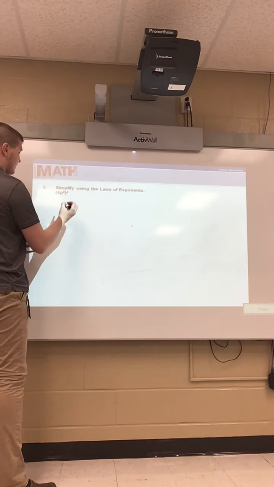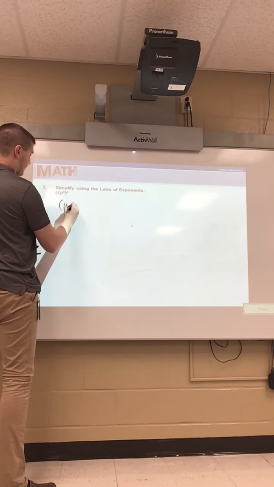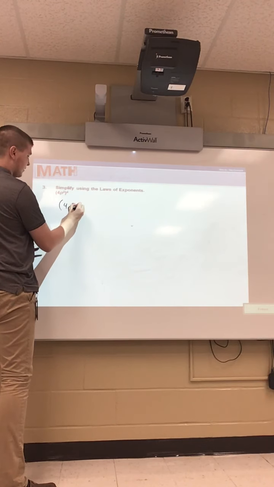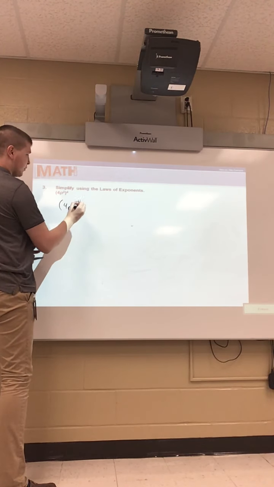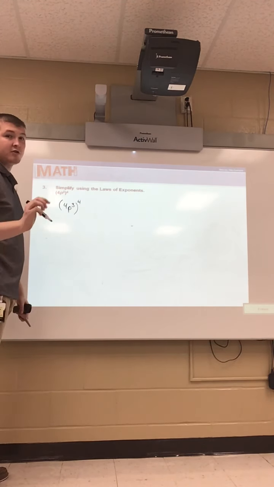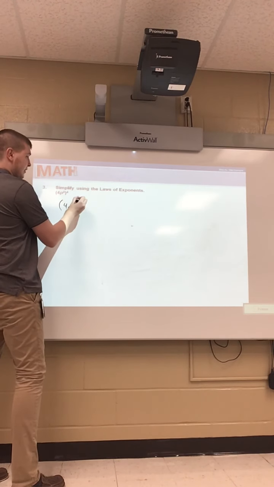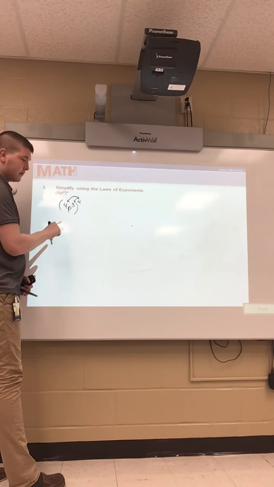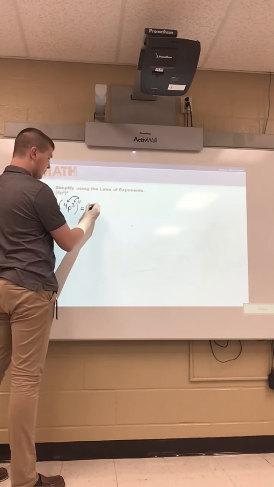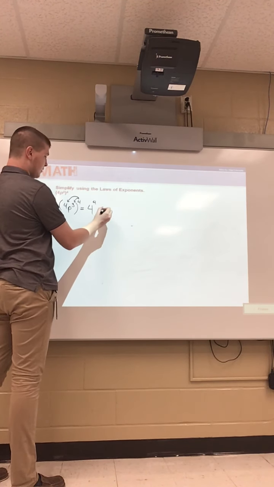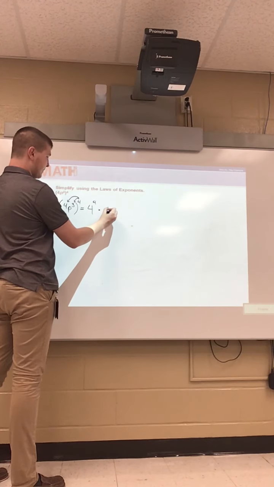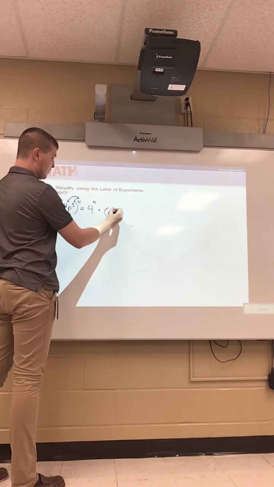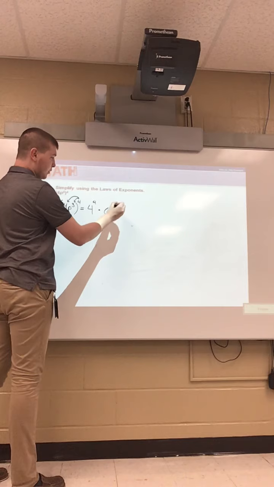Okay? So, for instance, we have 4p to the third taken to the fourth power. Okay, so we have to distribute that 4 to everything in here. So it goes to this 4, and it also goes to the p to the third power. Okay, so if we rewrite it, it's 4 to the fourth times p to the third to the fourth.